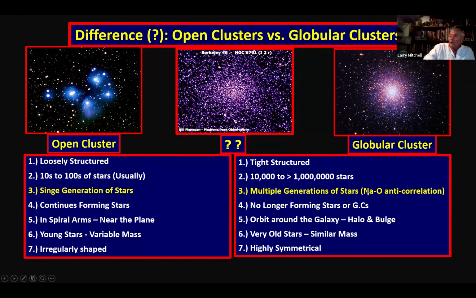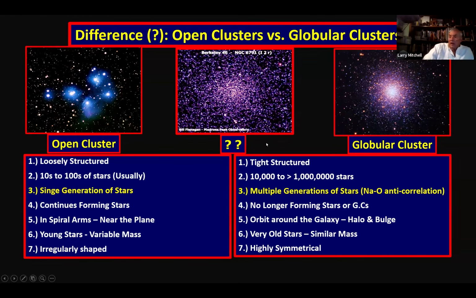to find this, where sodium is enhanced at the expense of oxygen. That tells us that the enhancement of sodium came from a pre-existing generation of stars, and it depleted their oxygen in order to form this new generation of stars. So when we see this sodium-oxygen anti-correlation, we know there are multiple generations of stars. And since open clusters do not have multiple generations of stars, this has become the defining criteria as to separating a globular cluster from an open cluster.